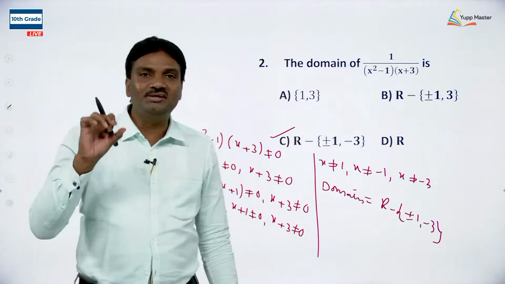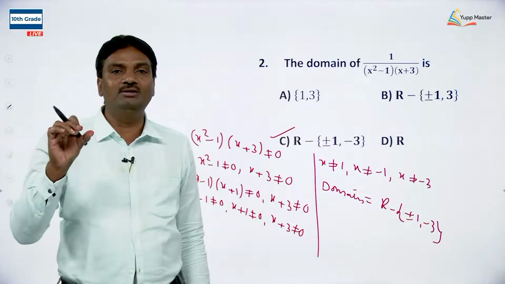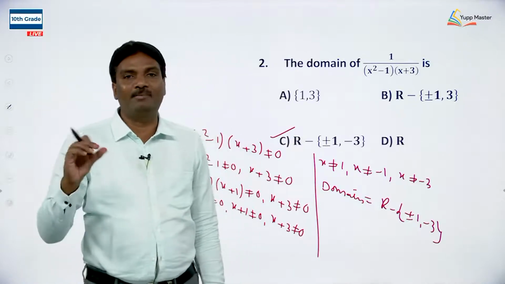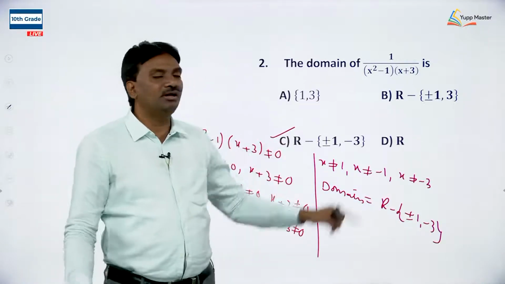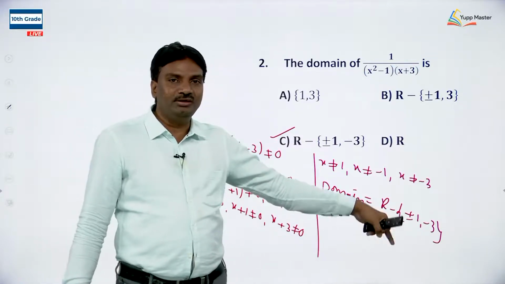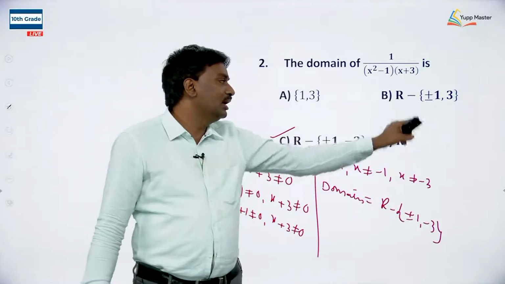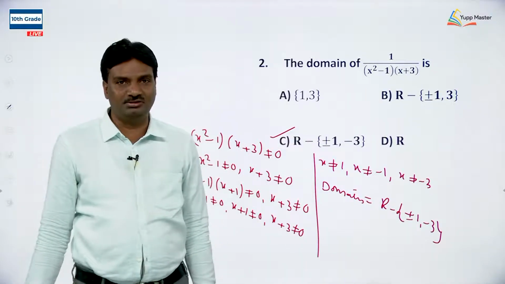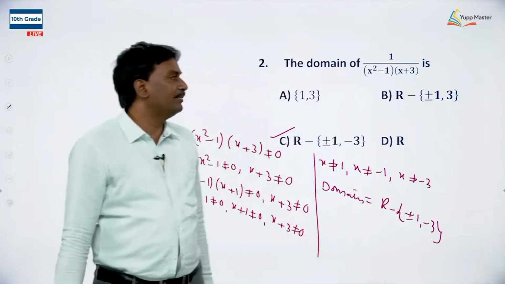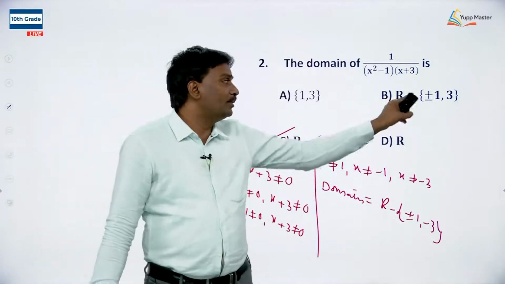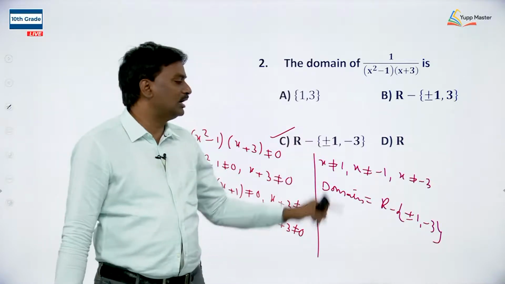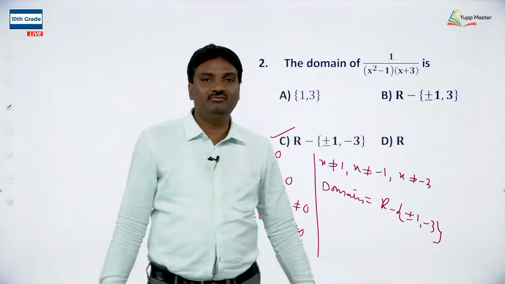Defined means you must get a known value by substituting the value in place of x. So except these three values plus 1, minus 1 and minus 3, by substituting any value in place of x, you must get known values. Since we are not considering these values, we can say the domain of the given function is R minus {1, minus 1, minus 3}. So that is option C. In option B we have 3 only. So R minus {1, minus 1, minus 3} is the domain of the given function.